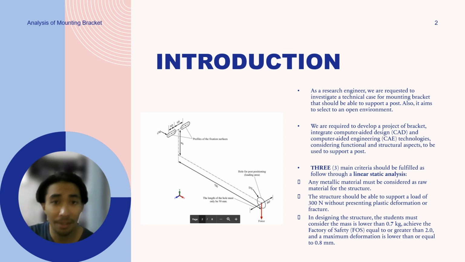There are three main criteria that should be fulfilled through linear static analysis. The structure must be metallic material, and the structure should support a load of 300 Newton without presenting plastic deformation or fracture. In designing the structure, we must consider the mass must be lower than 0.7 kilogram, the factor of safety equal to or greater than 2.0, and maximum deformation lower than or equal to 0.8 millimeter.